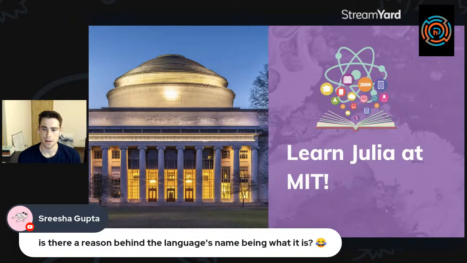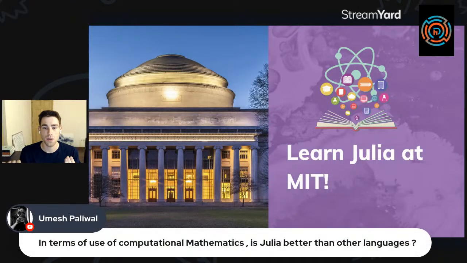Umesh is asking, in terms of use of computational mathematics, is Julia better than other languages? You know what, I'll make a general statement. I'm not familiar in any detail with computational mathematics. If computational mathematics is about math in code, then I'll say that Julia is really well suited for applications where there's a lot of math involved. The reason for this is that in Julia, you can write code that is very similar to the math you would see in a paper.